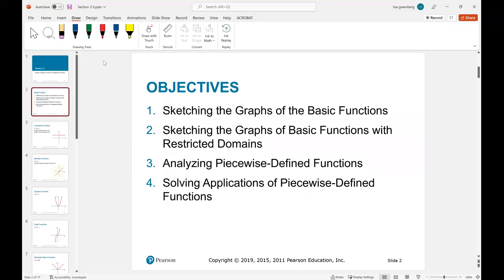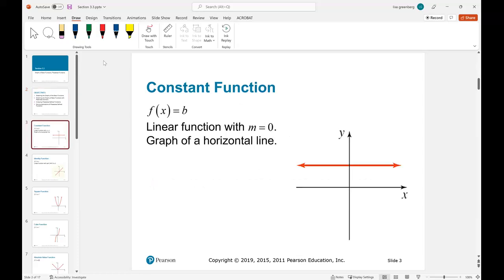And then we'll talk about piecewise functions. So sketching the graph of basic functions, sketching the graphs of basic functions with restricted domains, and then piecewise functions. So I'll show you basically what I mean.